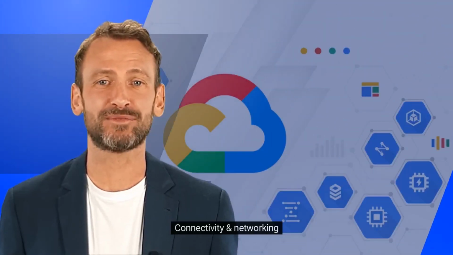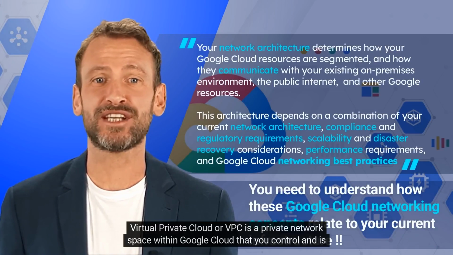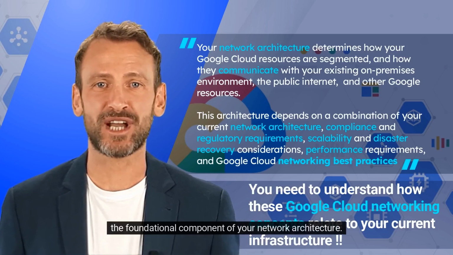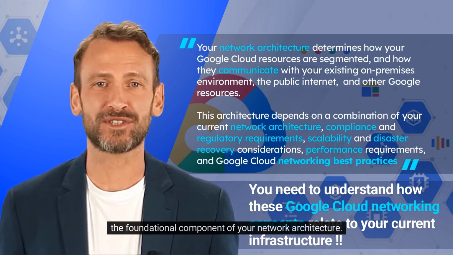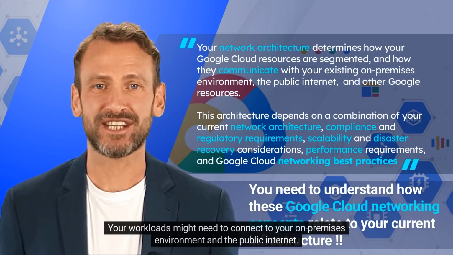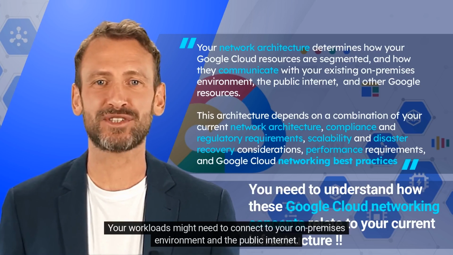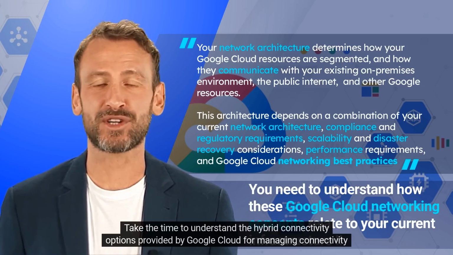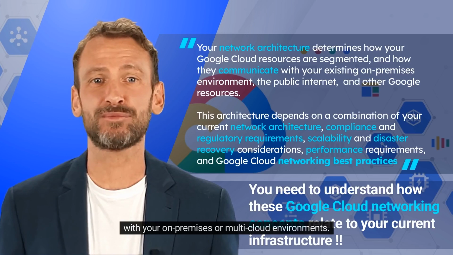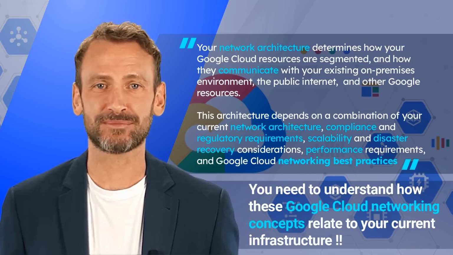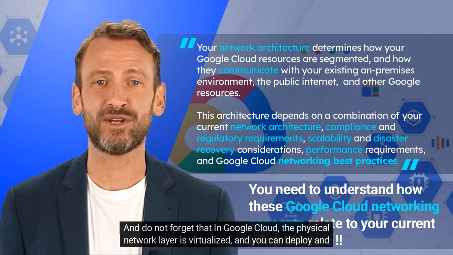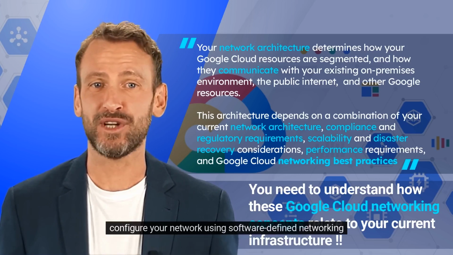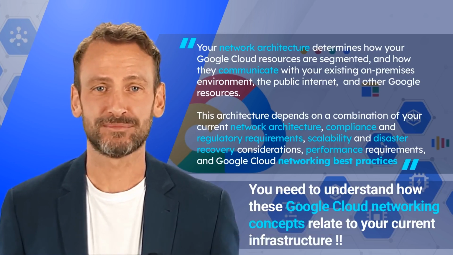Connectivity and networking. Virtual Private Cloud, or VPC, is a private network space within Google Cloud that you control and is the foundational component of your network architecture. Your workloads might need to connect to your on-premises environment and the public internet. Take the time to understand the hybrid connectivity options provided by Google Cloud for managing connectivity with your on-premises or multi-cloud environments. And do not forget that in Google Cloud, the physical network layer is virtualized, and you can deploy and configure your network using software-defined networking.